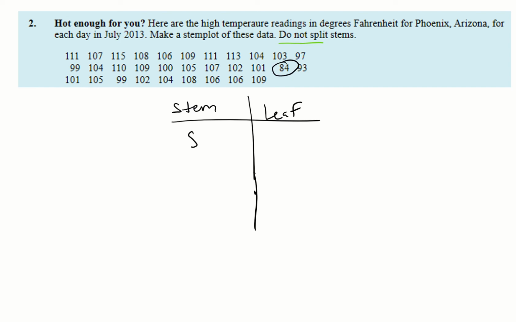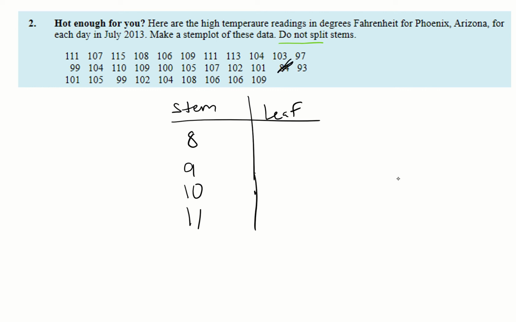So our smallest stem is 8. Then we have a stem of 9, a stem of 10, and a stem of 11. And remember, they don't want us to split any stems here, so we'll stop there. We'll do 8, 9, 10, and 11. If they wanted us to split stems, then we'd have two 8s, two 9s, and so on, extra stems basically.